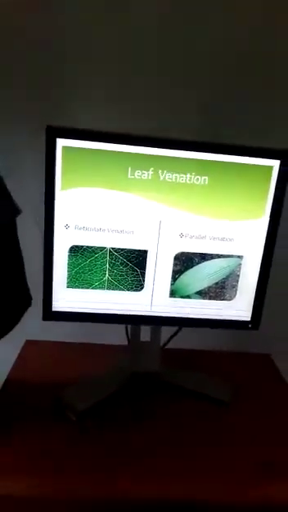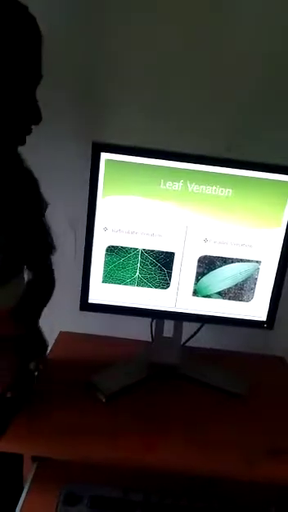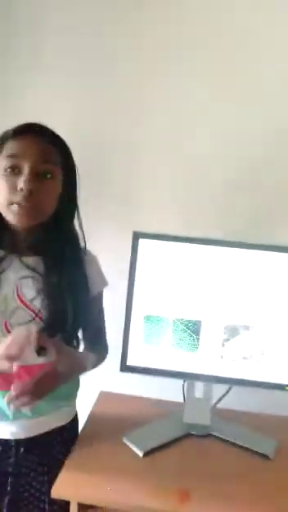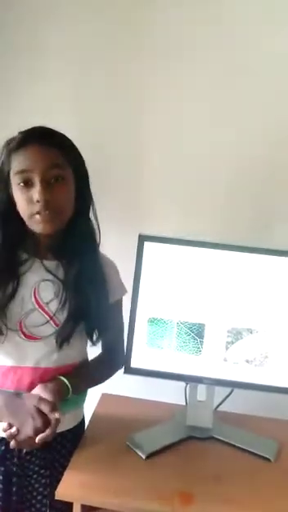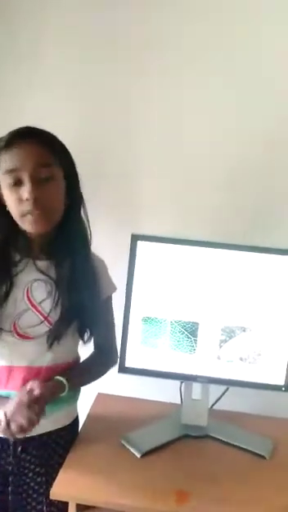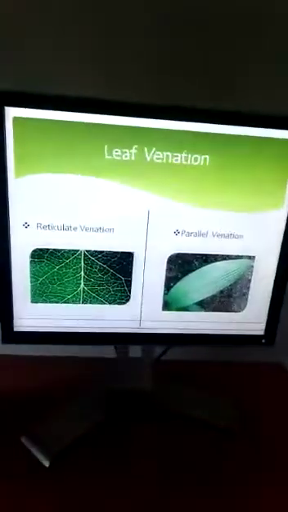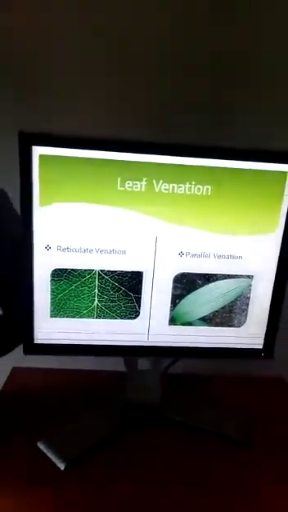Now we are going to talk about leaf venation. The arrangement of veinlets in the leaf is called leaf venation. They are reticulate venation and parallel venation. Reticulate venation means veinlets are initiated from the midrib and spread throughout the leaf as a net. Parallel venation. Veinlets are parallel to the midrib.